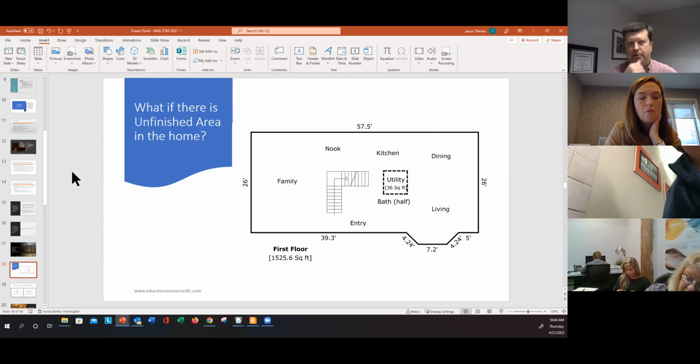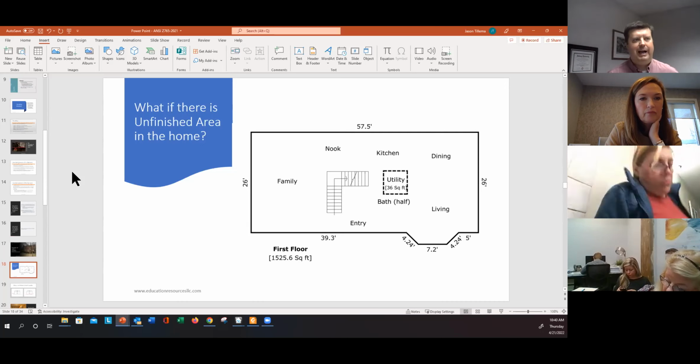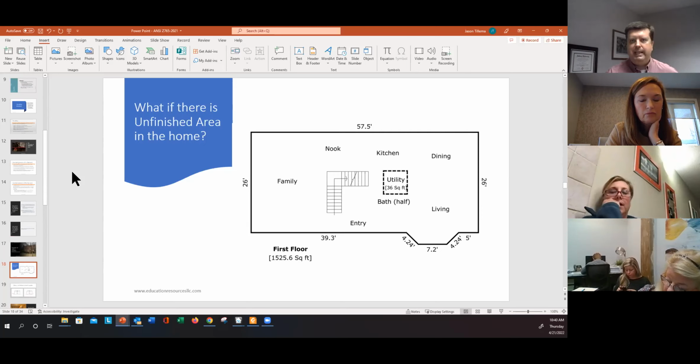And so appraisers, we have to segment that part out. Now 36 square feet isn't going to have too much of an impact, but you may look at that and say, hey, it's a part of the main level and you didn't include it. That's the reason why it would not be included.